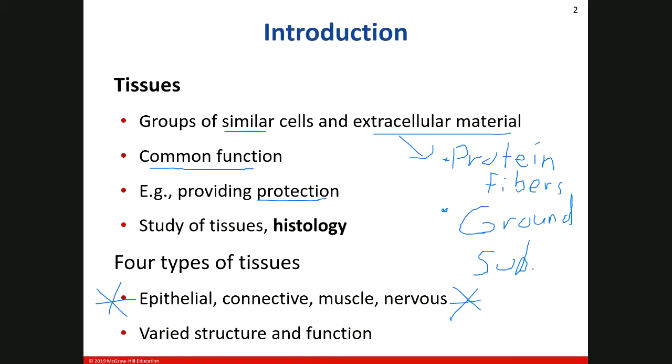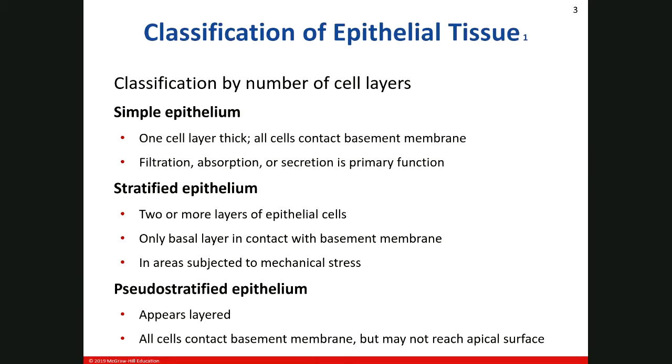The first one we're going to talk about is epithelial tissue. And I'm going to teach you how to name it. We call it the nomenclature. There are 2 components to the naming of epithelial tissue. The first one is the number of cell layers. That's the first part, and there's a second part. We'll get into the characteristics in more detail on the functions in lecture class.